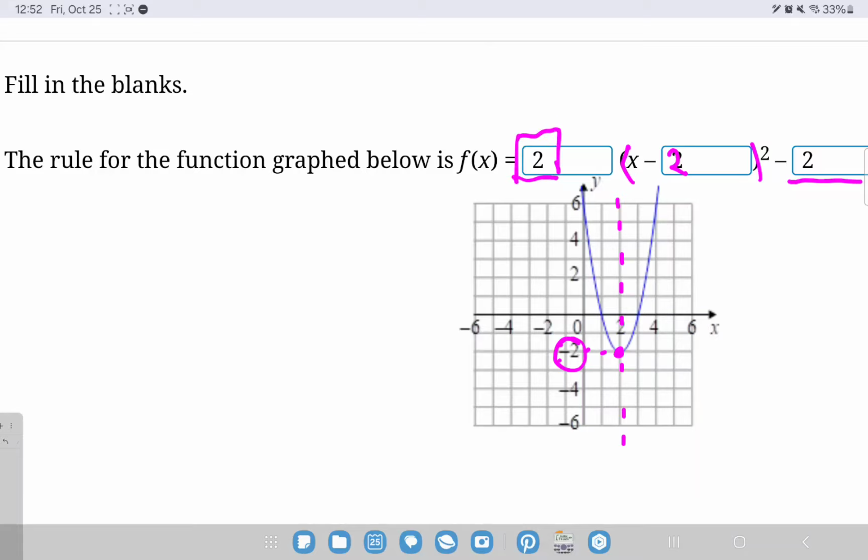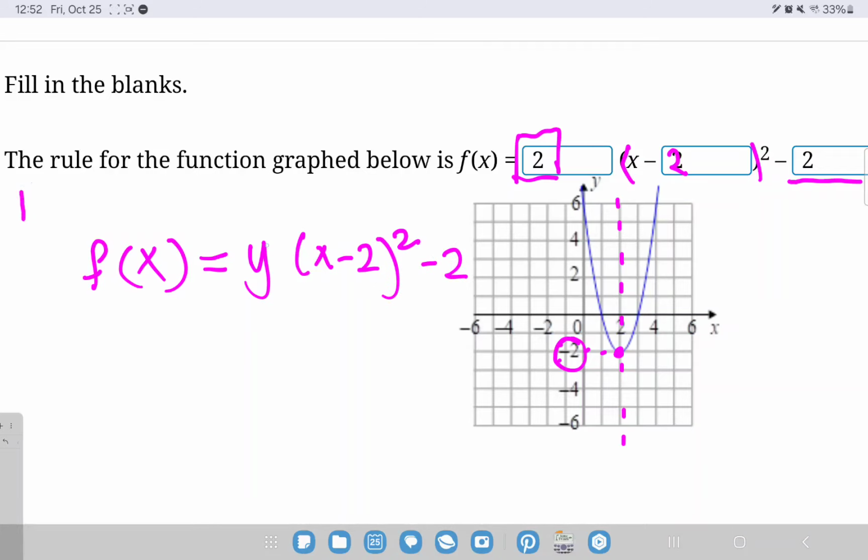So what do you do in this case? You are going to rewrite your equation as f of x equals, I'm going to name this one y. You name it whatever you want. M, N, L, whatever you want. And then you replace the points you know. x minus 2 squared minus 2. And now we need to solve for y. How do you do that? You choose any random point on the graph. Like, let's see, which point is touching the graph? We have this point, let's say, which is 1, 0.